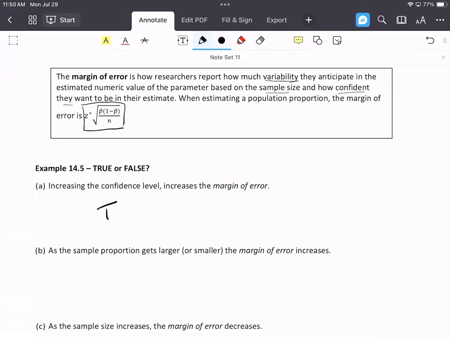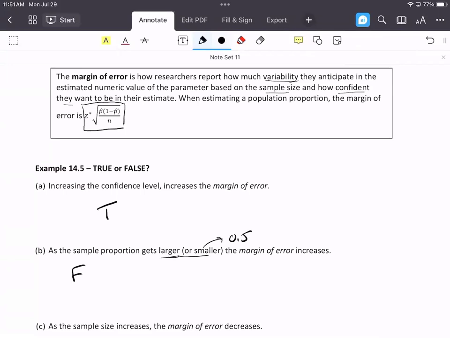As the sample proportion gets larger or smaller, the margin of error increases. Now this one's a little tricky, and I'm going to tell you it's false. Okay, what's going to happen is when they say it gets larger or smaller, they're talking about from the absolute most conservative, which is 0.5. So as we move away from 0.5, it actually gets smaller. So as p hat moves away from 0.5, the margin of error decreases.